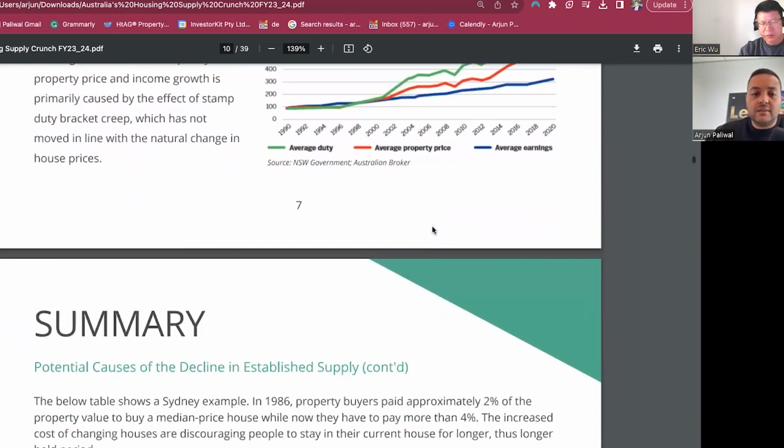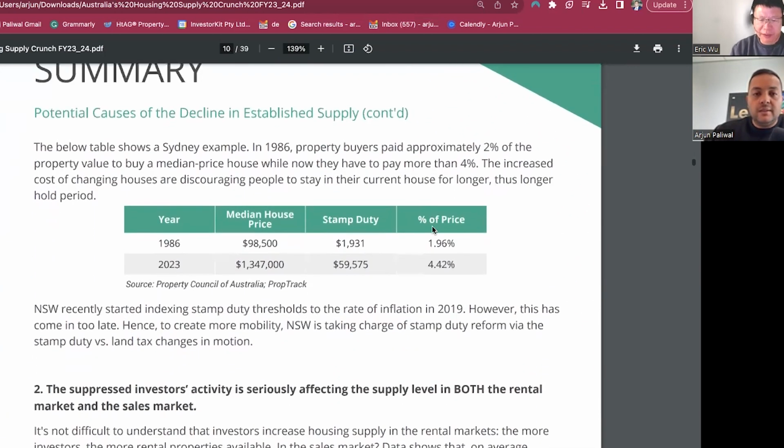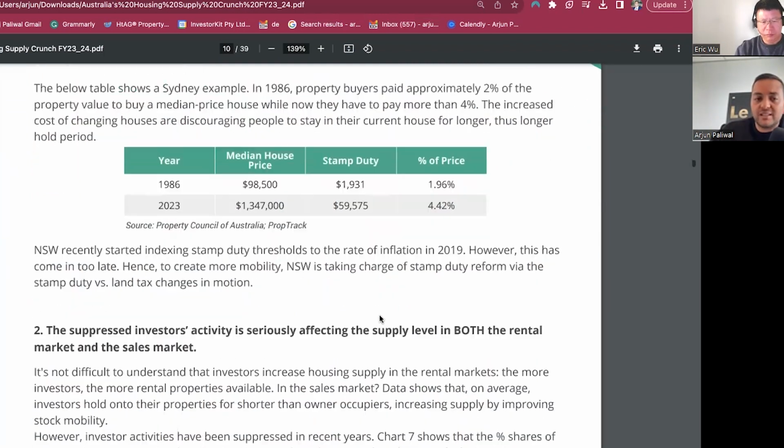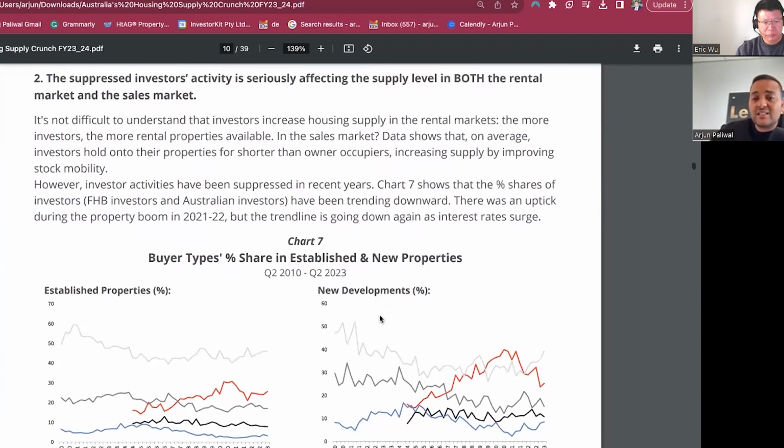Yeah, the government is still a winner regardless of where the market is. So I think that's one core part there, which continues. And this is just the extension of that stamp duty piece, how it keeps rising. Another thing is on the rental side. Obviously we saw the supply is rental part too, not just for sale. And the suppressed investor activity is definitely affecting supply levels in the rental, but also for sales.